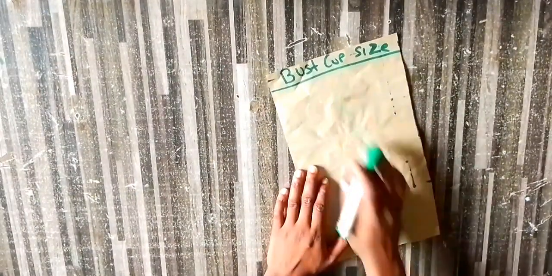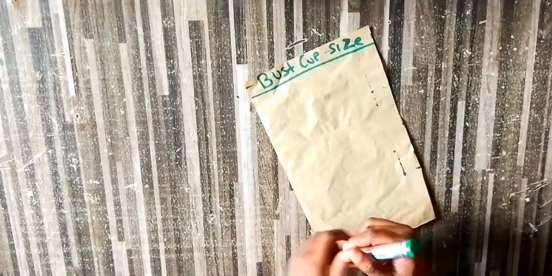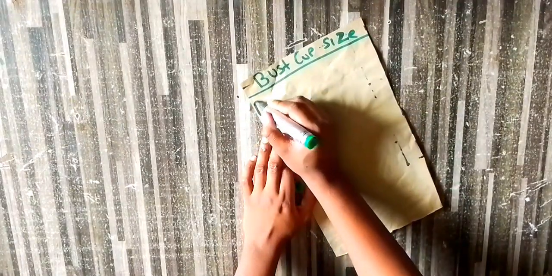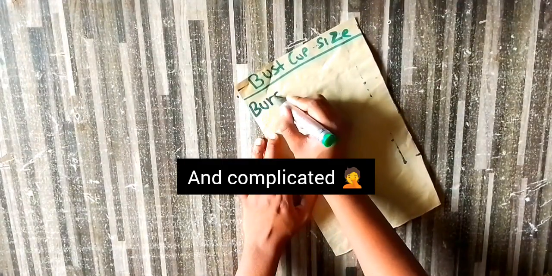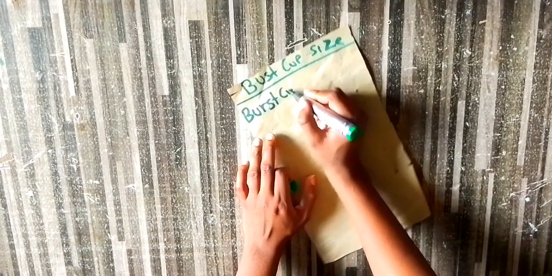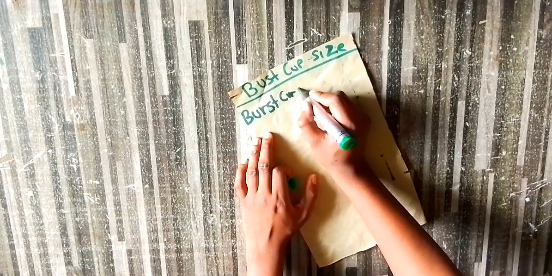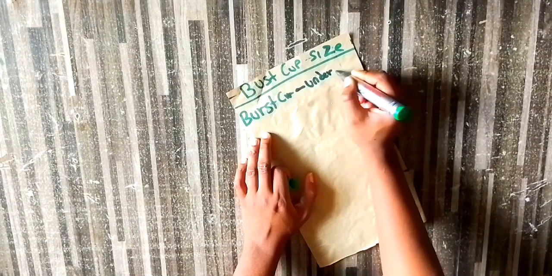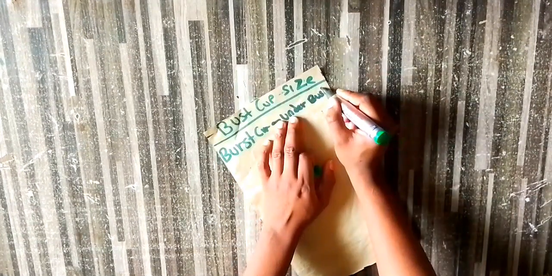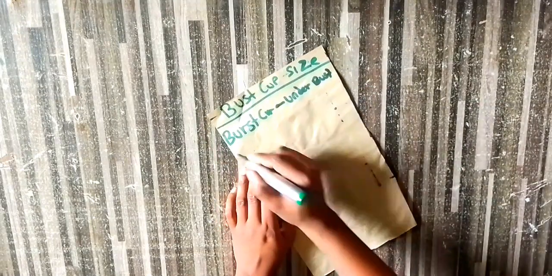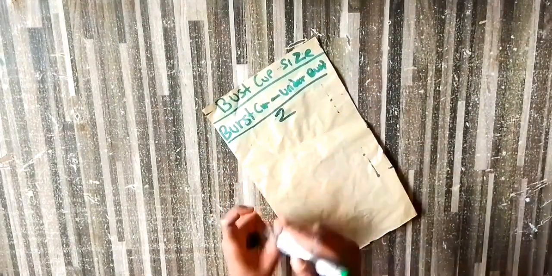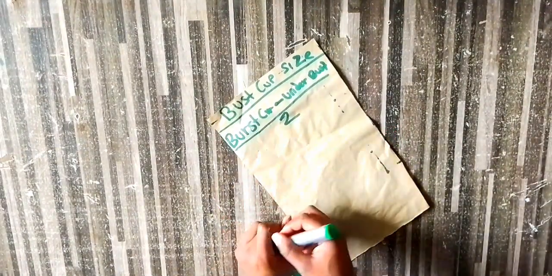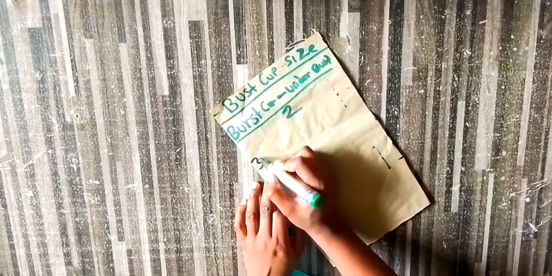So the next one is your bust cup size. This one is kind of long, or kind of broad. But I'll try as much as I can. The formula is your bust circumference minus your under bust circumference. So your bust circumference, that is the round part of your bust, minus your under bust circumference, the round side under bust, divided by 2 will give you your bust cup size.